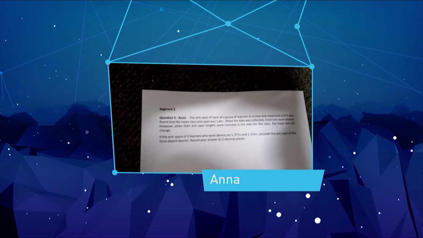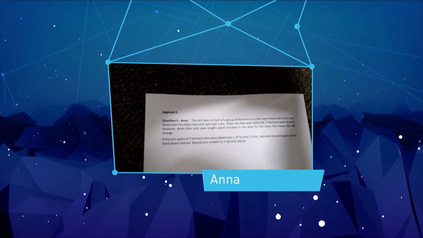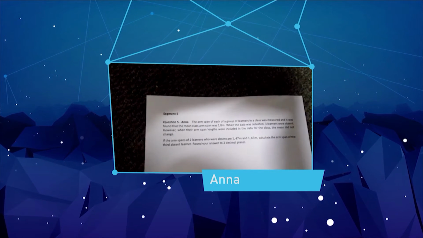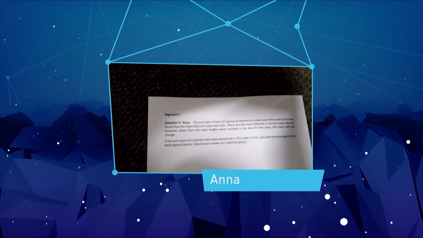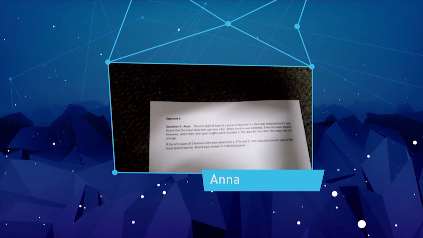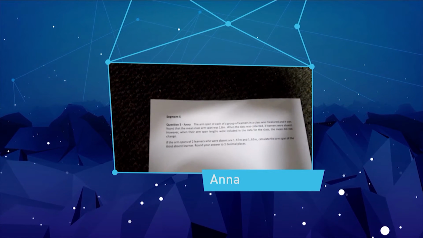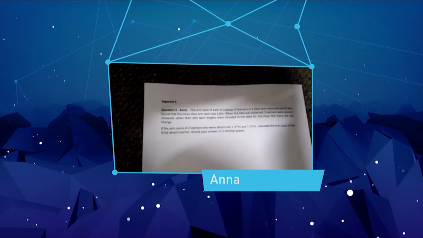It's got to do with arm spans of a group of learners and the mean of their arm spans being unaffected if two different learners or three learners were absent from the class. I'm very confused. Please help me.